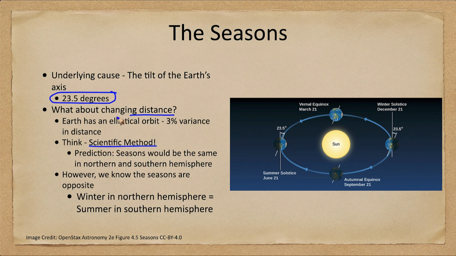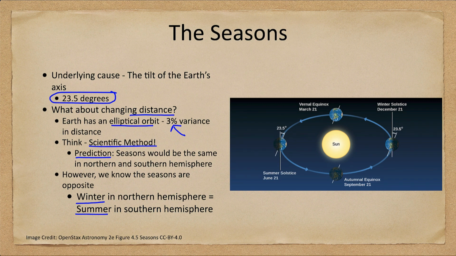However, let's go ahead and think about this and use our scientific method. If this is the case, because the Earth does have an elliptical orbit and does vary by about 3% in distance, it makes a prediction that the seasons would be the same in the northern and the southern hemisphere. However, we know that when it is winter in the northern hemisphere, it is summer in the southern hemisphere. So the seasons are opposite. So because our prediction does not come true, that requires a modification of our hypothesis. And we look back to see what is the cause and what else could cause the seasons.